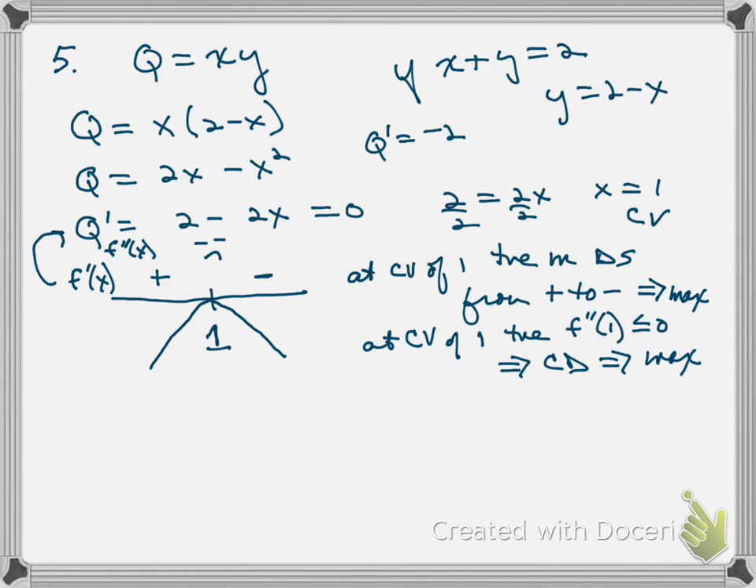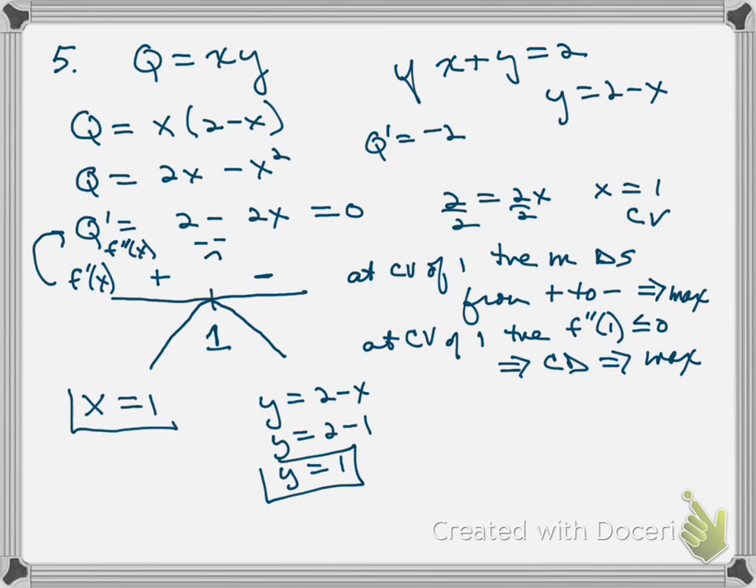Now, they want the maximum value of q. We have not gotten that yet. So first off, so far I know that x is 1. If x is 1, what is y? Well, y equals 2 minus x, so y equals 2 minus 1. That means y is 1 also. Okay, that's very good. We still have not come to our answer.